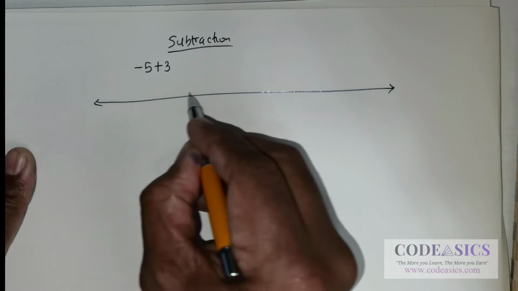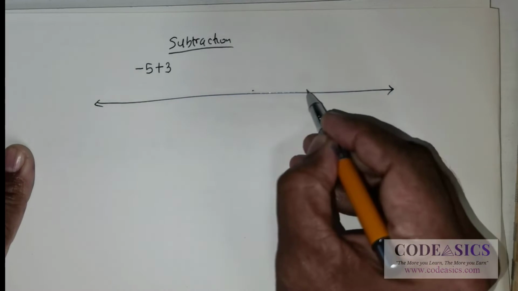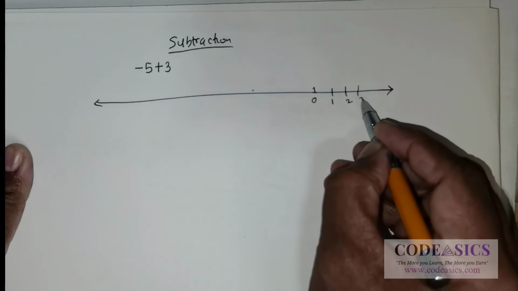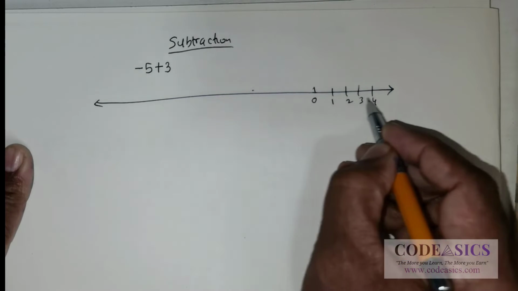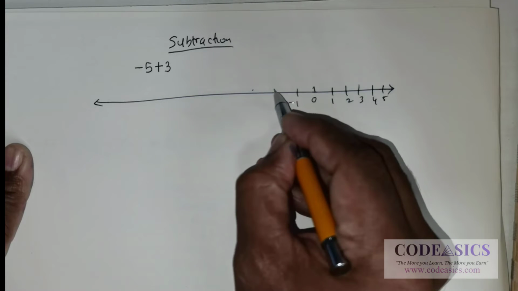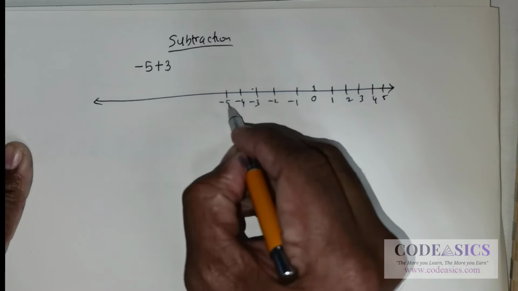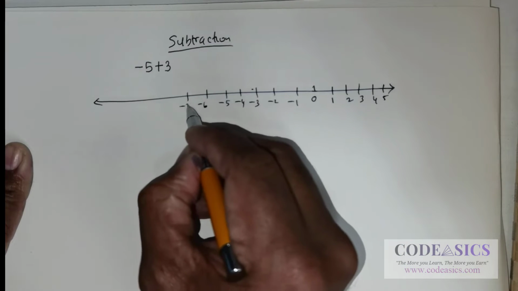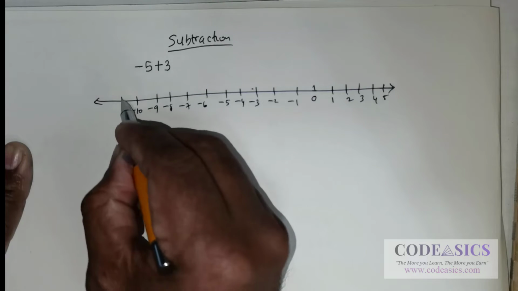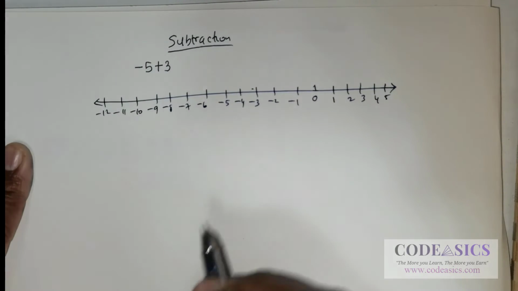So I'm starting over here. So let me just start. So 0. This side is positive 1, positive 2, positive 3, positive 4. It goes on. Positive 5 to positive infinity. On the left it's negative 1, negative 2, negative 3, negative 4, negative 5, negative 6, negative 7, negative 8, negative 9, negative 10, negative 11, negative 12. So you've got a number line there.